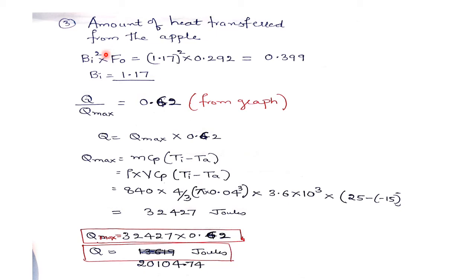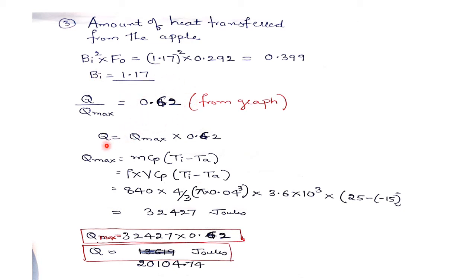value. On the graph, again on the x-axis, Biot number square into Fourier number values are plotted, and inside the graph they have plotted the values of Biot number. So Biot number square, this is (1.17) whole square, into Fourier number, which is 0.292. So Biot number square into Fourier number we have calculated as 0.399, which is approximately 0.4. The Biot number is 1.17, which is already calculated. With these two values I have calculated this Q divided by Q maximum as 0.62.